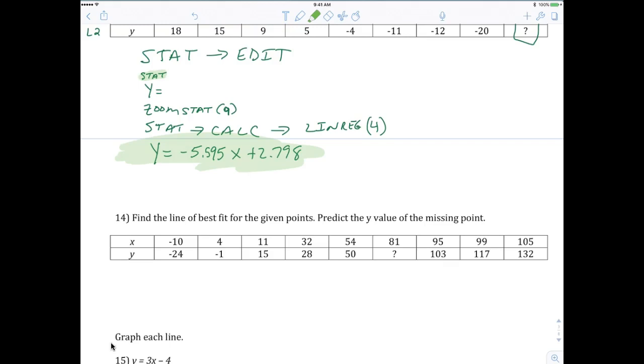Is this right? Does the line go over the points? Pretty much. That's called a line of best fit. Amazing. Are you getting it, girls?